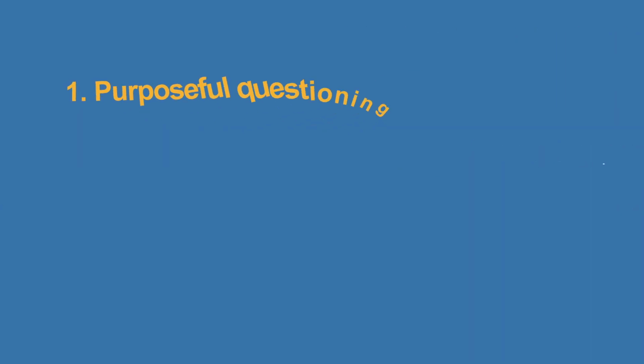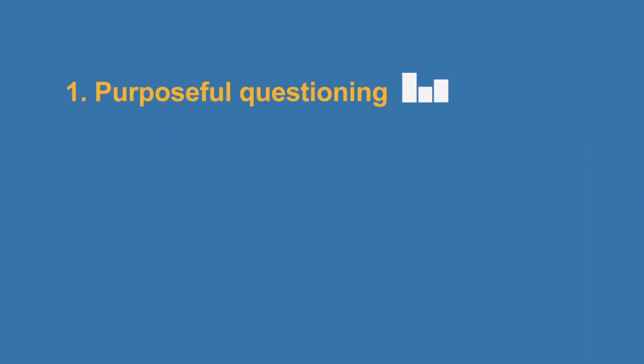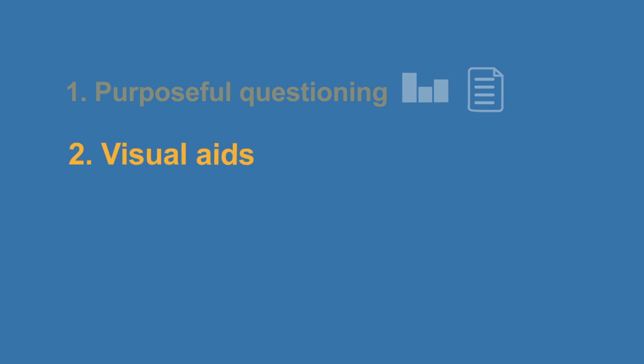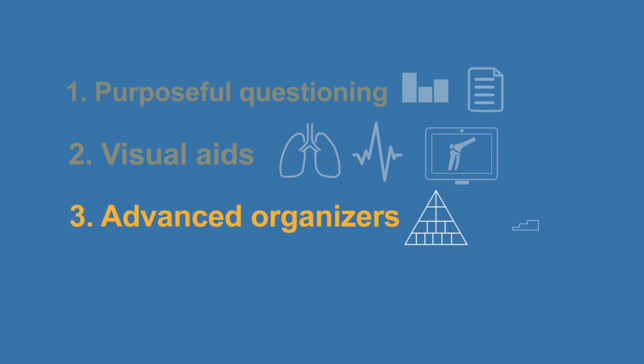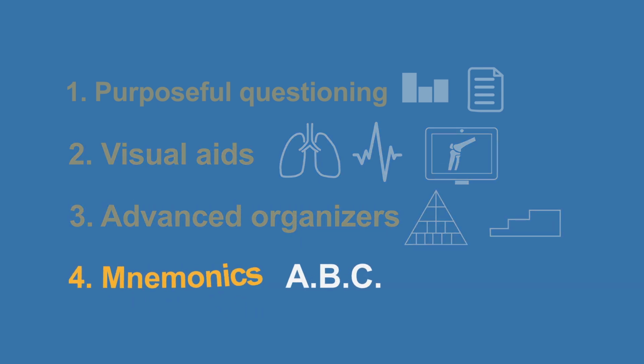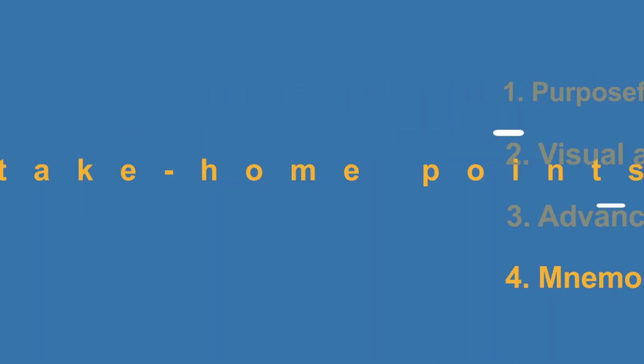Strategies for learner engagement and retention can vary from one teaching script to another, but effective methods include purposeful questioning to different levels of learners, or at planned moments in the script to emphasize or transition between teaching points. Visual aids, like simple anatomic drawings, EKGs, or radiographic images. Advanced organizers, like the dyspnea pyramid or pain ladder. And mnemonics. Finally, the take-home points should be summarized in concise phrases at the end.